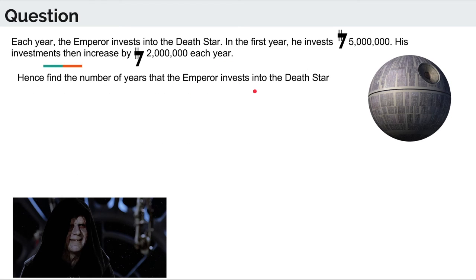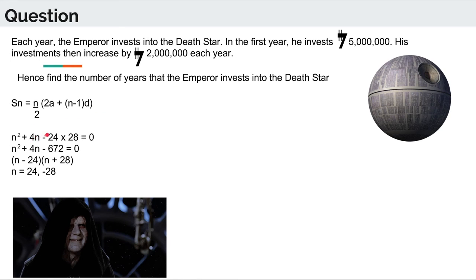Now, hence find the number of years that the Emperor invests into the Death Star. So the second part of the question really helped us, because we already have n squared plus 4n minus 24 times 28 to use to find the number of years the Emperor invests into the Death Star. So we just factorize it. It kind of already gives you the factors, minus 24 times 28, which is really nice. But it's not always going to do that. So you have n is 24 and n is negative 28. We can't have negative years, so therefore the answer is 24 years.